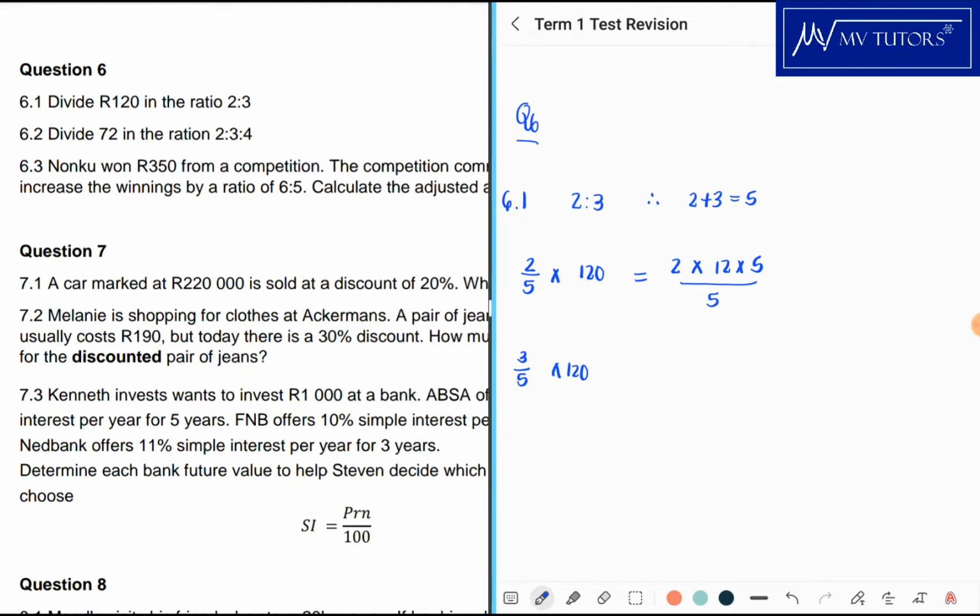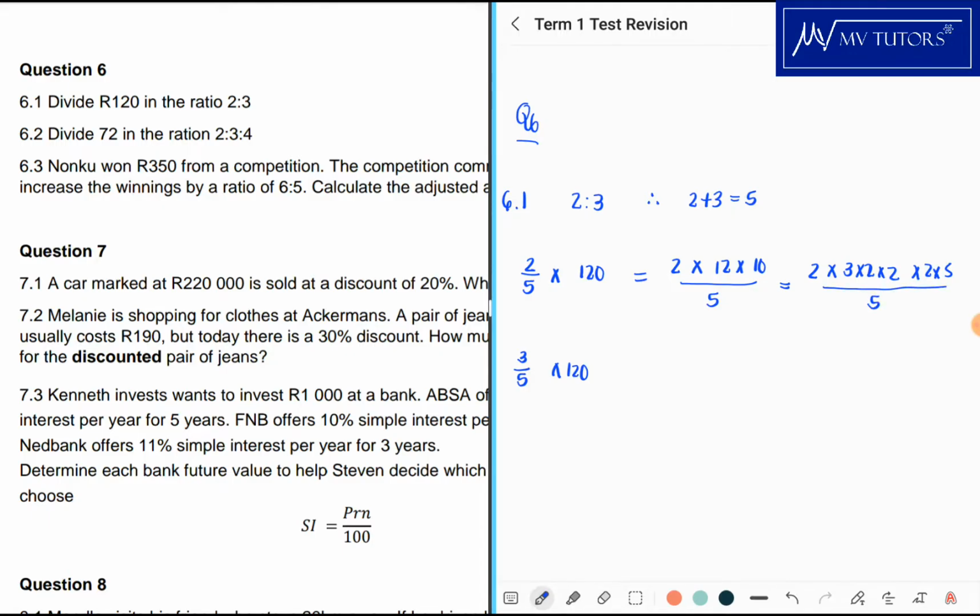No. Did I just say 12 times 5? I wanted to say 12 times 10. My apologies. Okay, let's simplify it further. So I have 2, and I know that 12 is 3 times 4, and 4 is 2 times 2, and then 10 is 2 times 5. So we have it in its prime factors.